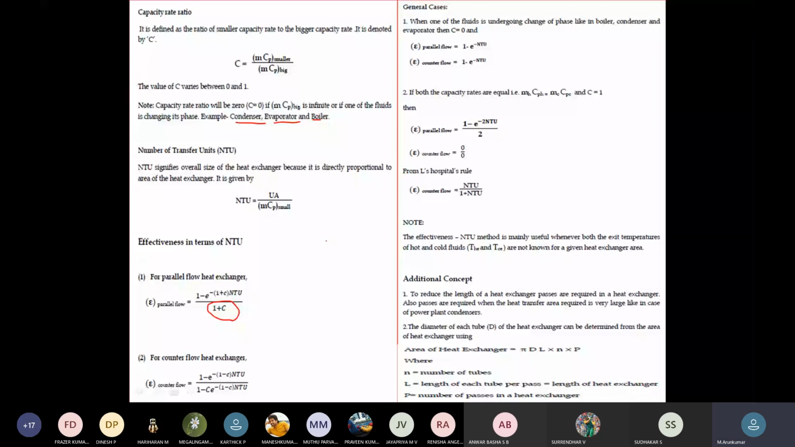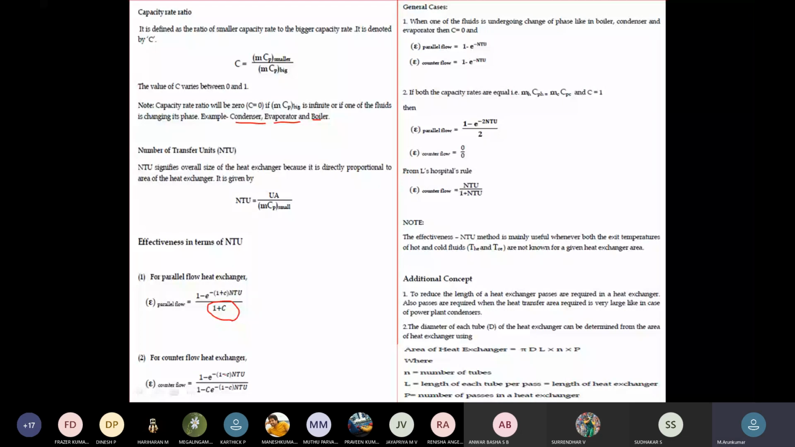Right, so there are some general cases when one of the fluids is undergoing change of phase, like boiler, condenser and evaporator. Then C will be 0, which you know very well. So if C is 0, the effectiveness for parallel flow will be equal to 1 minus e power minus NTU. Then for counterflow, effectiveness will also be equal to 1 minus e power minus NTU, because C here is 0.